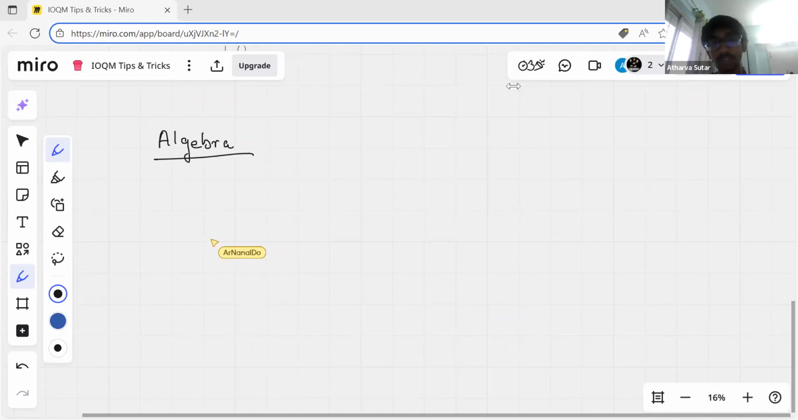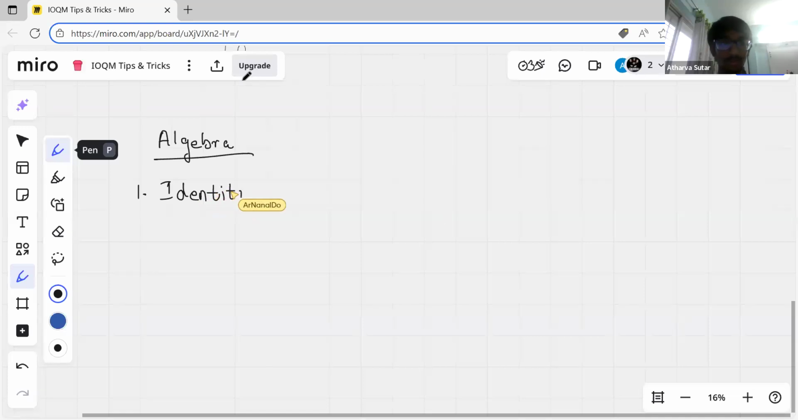So algebra has a few tricks that you can do. First of all, you need to know the basic identities, like a plus b times a minus b is a squared minus b squared, and even some less well-known identities, like the factorization of a cube plus b cube plus c cube minus 3abc. These are important identities to know.